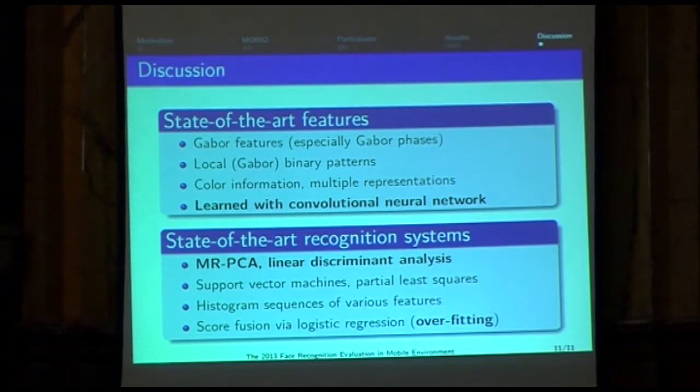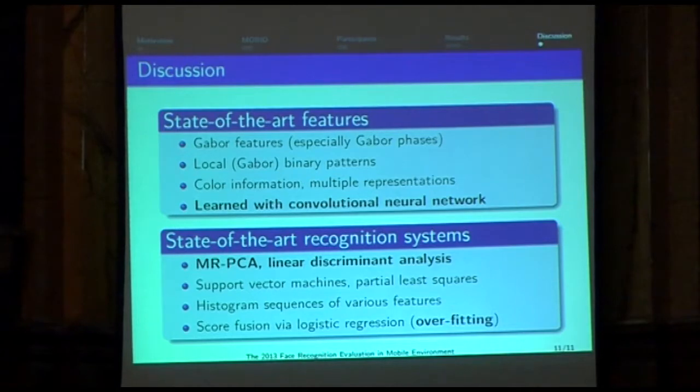What we have found is that in face recognition, there are several state-of-the-art features that are used. For example, Gabor features, especially since a couple of years, the Gabor phases have become more important. Then there are the local binary patterns or local Gabor binary patterns. Color information is very useful, and also multiple representations. But the best feature that we found in our competition was learned with a convolutional neural network.